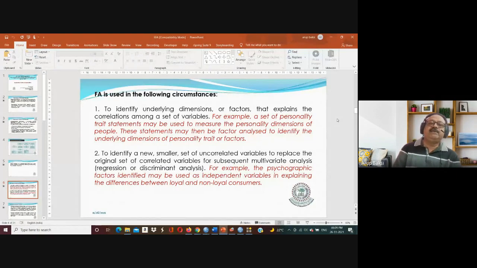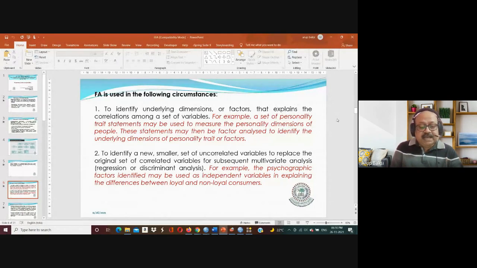And the second one is to identify a new smaller set of uncorrelated variables to replace the original set of correlated variables. One of the issues is what kind of data set is amenable to factor analysis. There should be a very high degree of correlation between the variables which are used for the data analysis. So if you have 50 variables, or 60 variables, or 20 variables, 25 variables, there has to be a high degree of correlation between these variables. This is one of the preconditions to conduct a factor analysis.